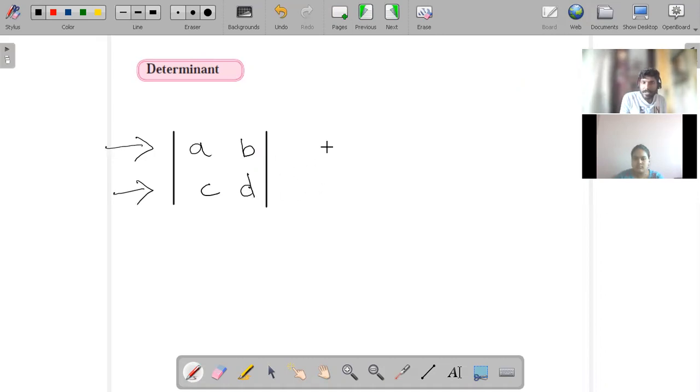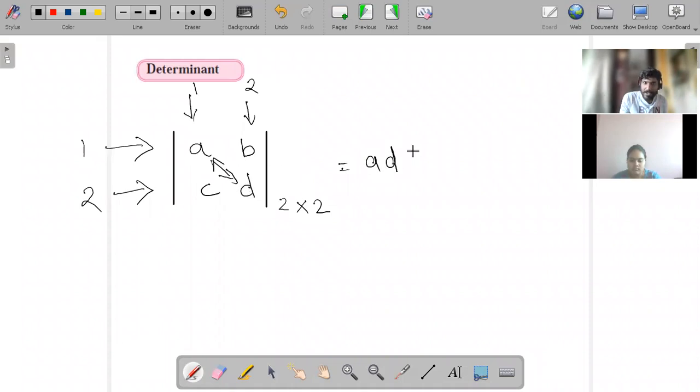In this, if you can see, there are two rows and two columns. This is the first row, this is the second row. This is called the first column, and this is called the second column. Now what is the meaning of determinant? You multiply A into D, put a minus sign, and you multiply C into B. The answer that you get after multiplying is called the determinant.